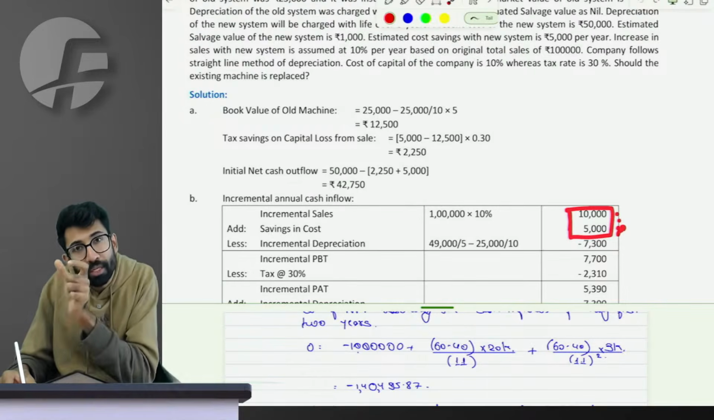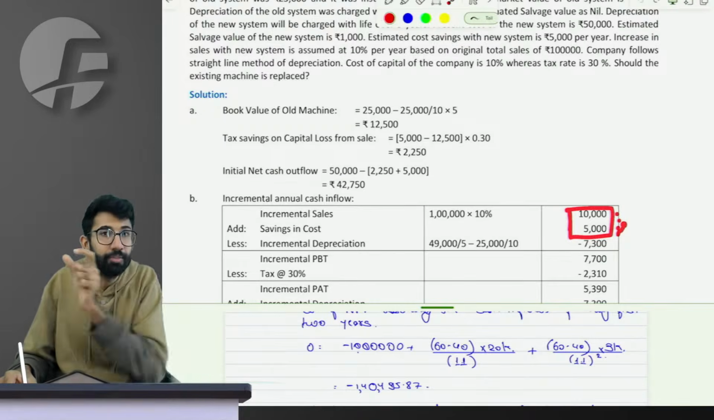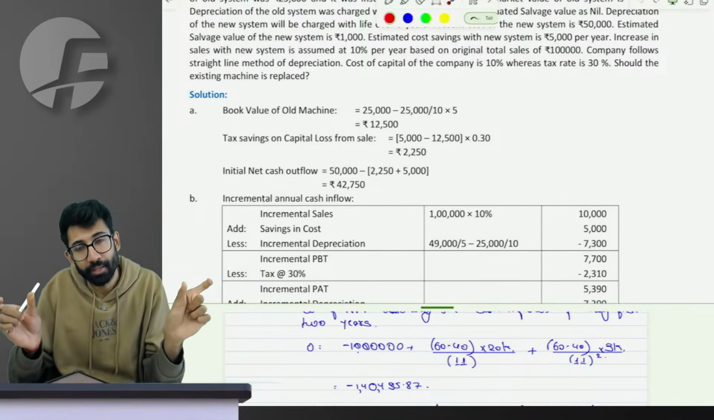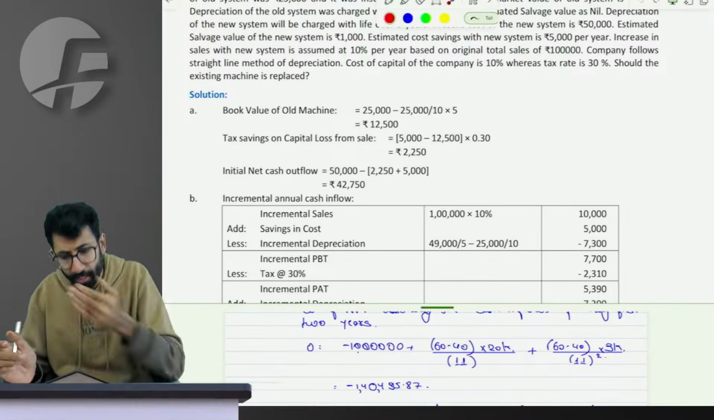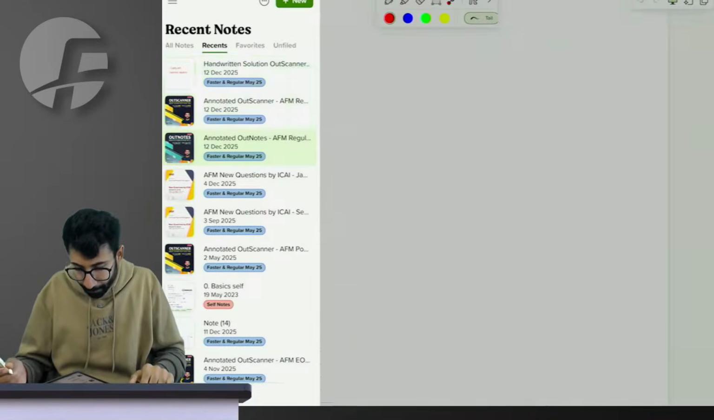As compared to the old, how much will be the amount of depreciation in the new? How much will be the incremental depreciation? First let's think of depreciation here, then depreciation here, then we get incremental depreciation. Sir, how did you know we have to talk about depreciation? Let me explain it to you.